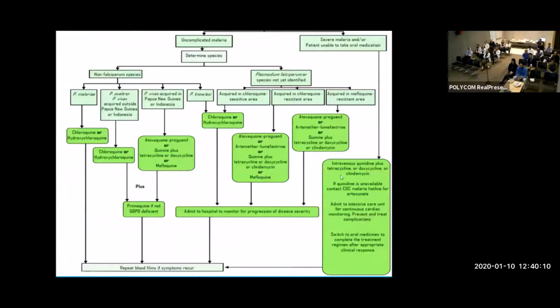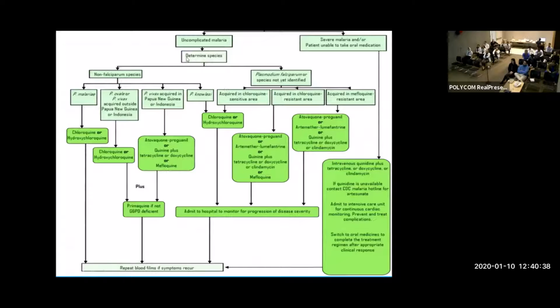Again, this is just a slide to show you that I'm going to start at the top here. You have to decide whether you're dealing with severe malaria or not. As I mentioned before, severe malaria means: is the parasite burden high or going up rapidly, and do you have end organ damage? If you have any of those, that's severe malaria. That's an admission and IV treatment.